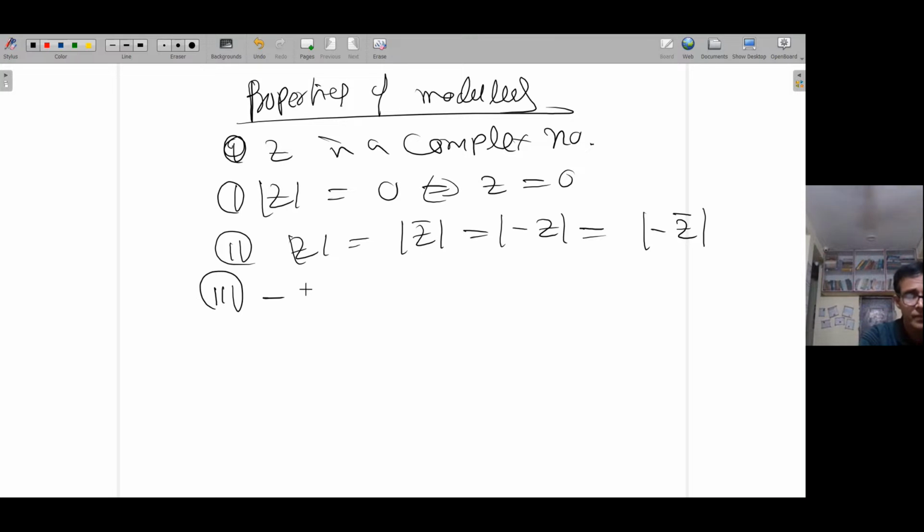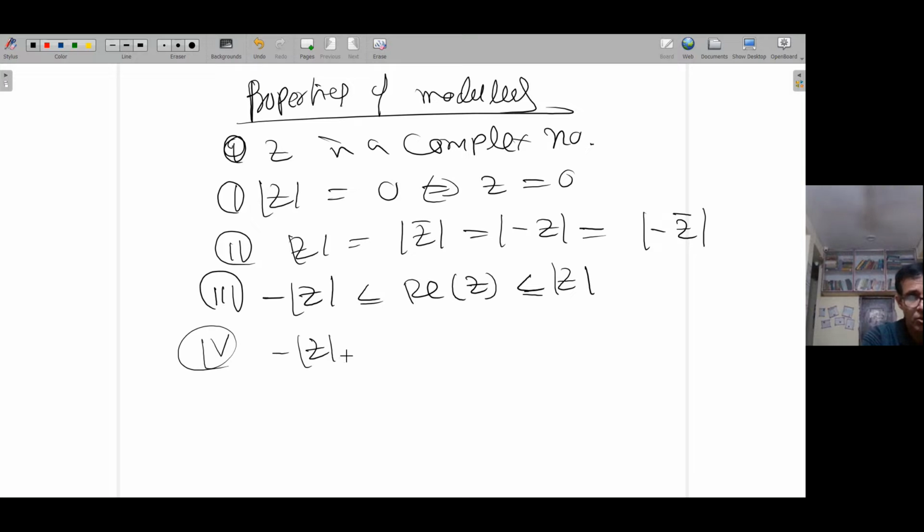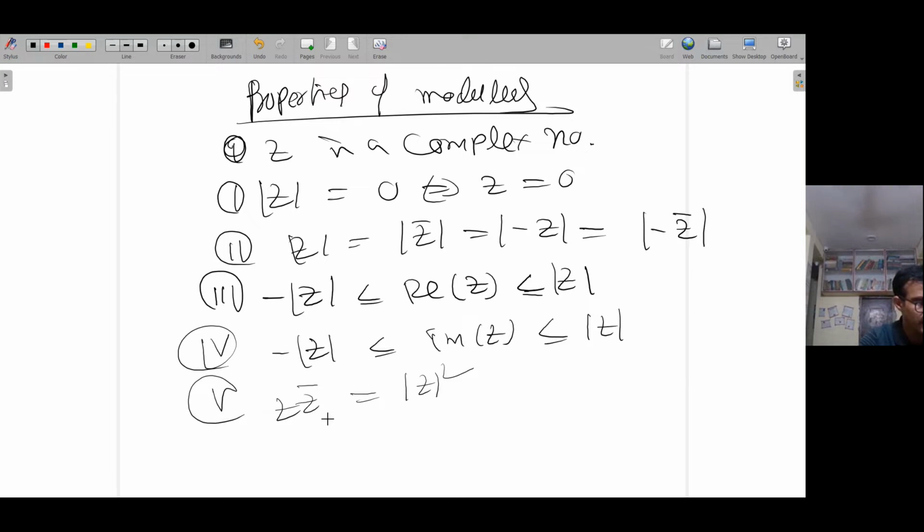Now, minus modulus of z is less than or equal to real z, which is less than or equal to modulus of z. Minus modulus of z is less than or equal to imaginary z, which is less than or equal to modulus of z. Okay. z into z conjugate is modulus of z square.